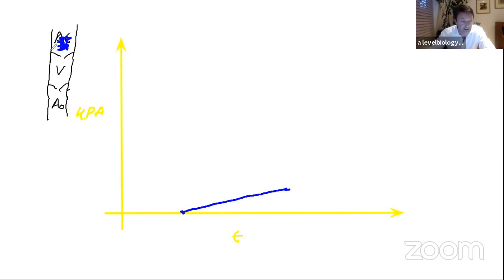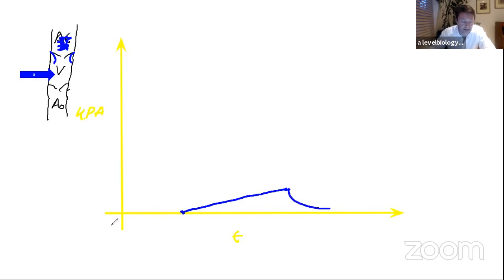That pressure is then high enough that it pushes open the atrioventricular valve, at which point the pressure will fall in the atrium because the blood will then go into the ventricle. So we see a fall in pressure when the atrioventricular valve opens.